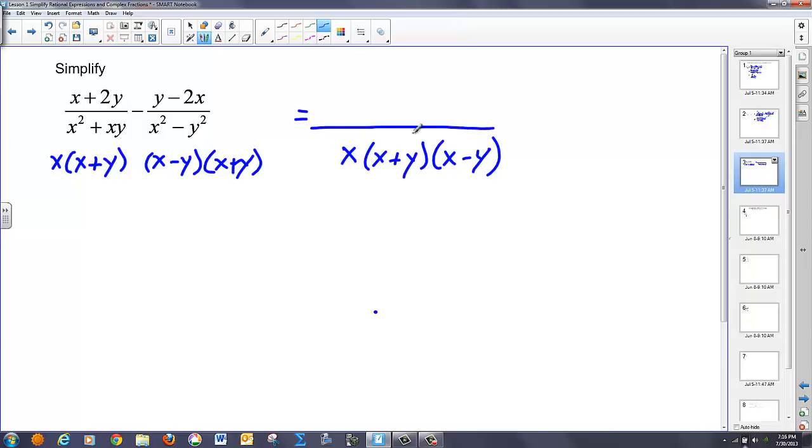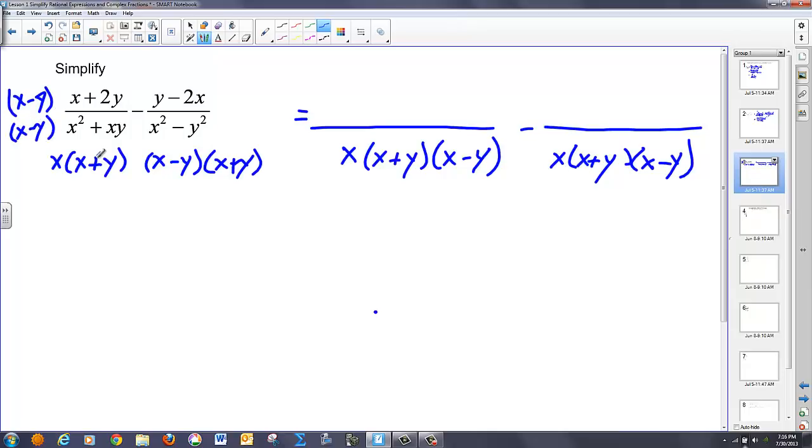And what I like to do is rewrite my denominator twice, and then go about changing the numerators accordingly. So I notice that from this first term, I have an x and an x plus y. What's not represented is an x minus y. So to this first term, I'm going to have to multiply x minus y over x minus y, or by a form of 1.